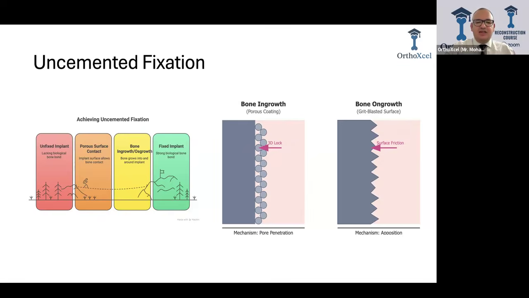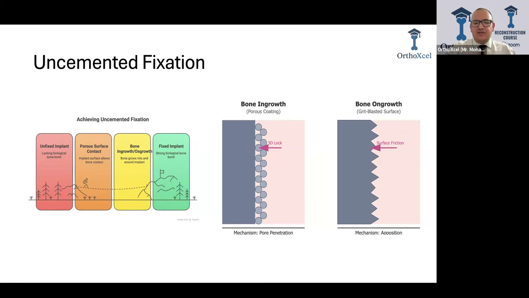So ingrowth, basically, to understand it: there are pores, either in the implant itself or in the coating above it, especially if this coating can stimulate bone healing, like hydroxyapatite coating, which allows the bone to just grow inside the pores and fix the implant to bone.